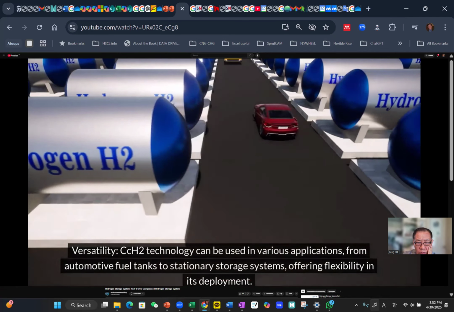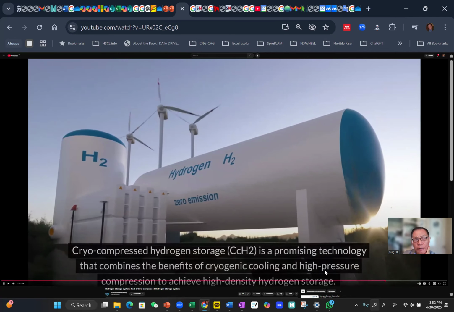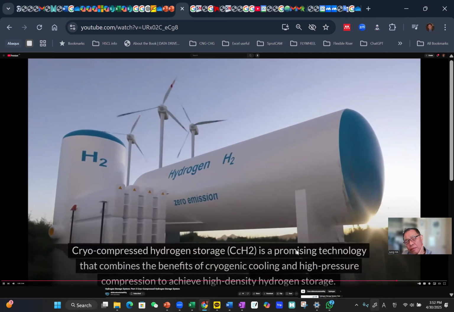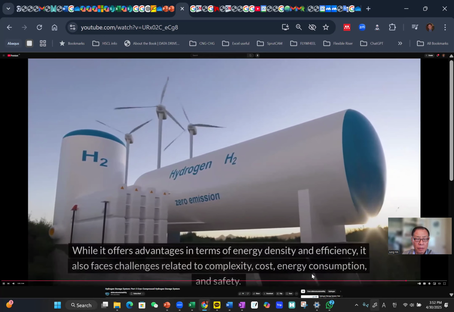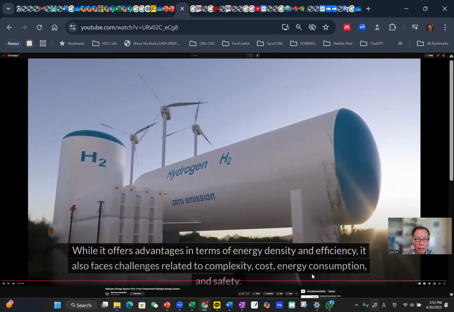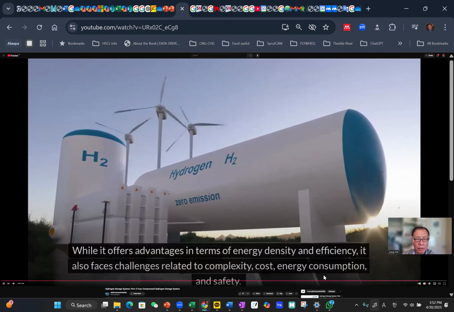its deployment. Cryocompressed hydrogen storage, CCH2, is a promising technology that combines the benefits of cryogenic cooling and high-pressure compression to achieve high-density hydrogen storage. While it offers advantages in terms of energy density and efficiency, it also faces challenges related to complexity, cost, energy consumption, and safety. Continued research and development are needed to address these challenges and make CCH2 a viable option for large-scale hydrogen storage and utilization.